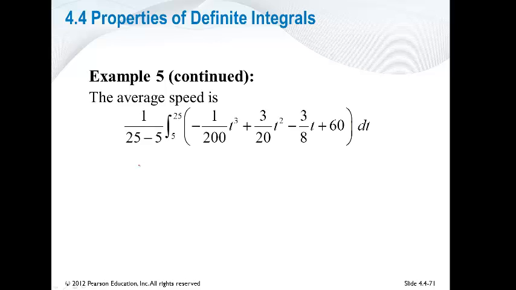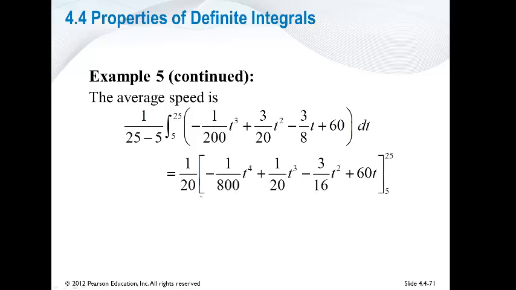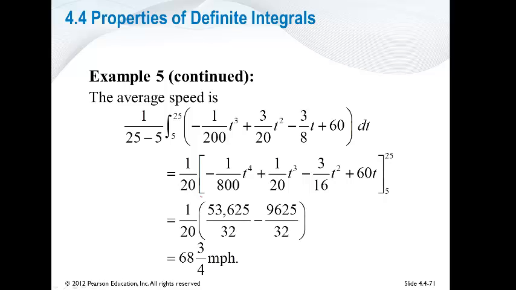So let's follow the formula. The interval is from 5 to 25, so we have 1 over b minus a, which is 25 minus 5, and then the integral from 5 to 25 of the speed function. I hope you can use it as an exercise, but it's fairly easy to calculate, and the result yields 68 3/4 miles per hour. And this is the average speed.